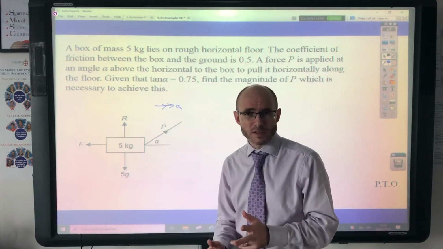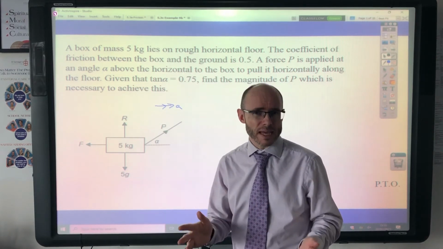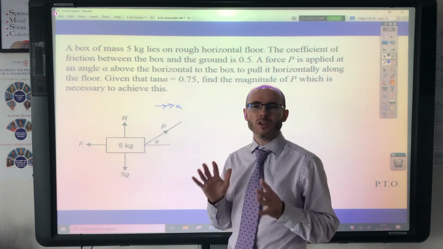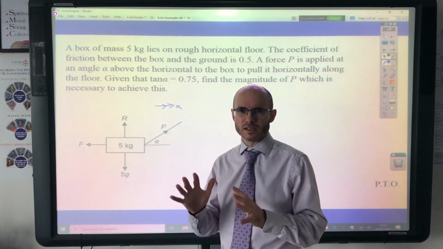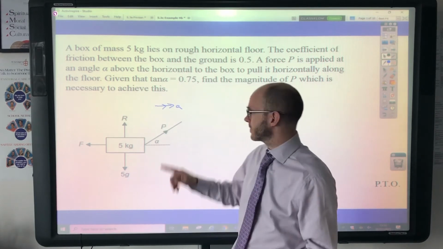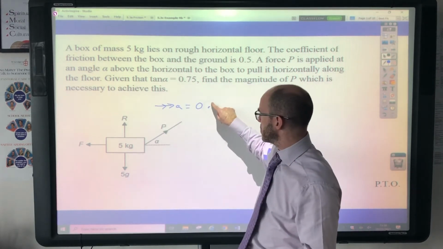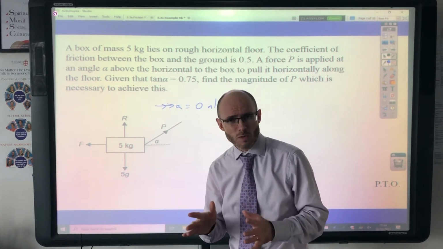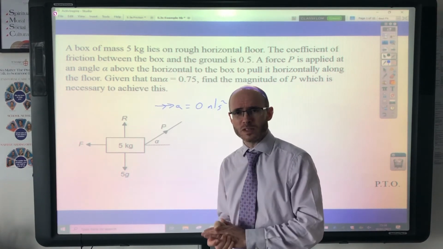If you think about it, it's going to happen when the object is in what's called limiting equilibrium, on the point of moving. When it's on the point of moving, at that exact instant, the acceleration is 0. Let's put some units in there as well. So when we're resolving horizontally using F equals ma, just remember to use a is equal to 0 for this.